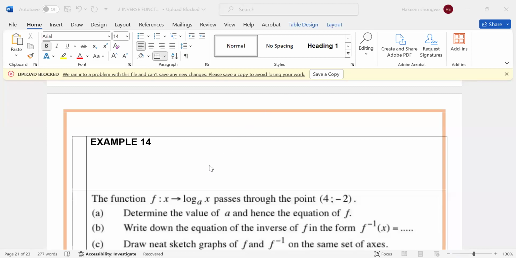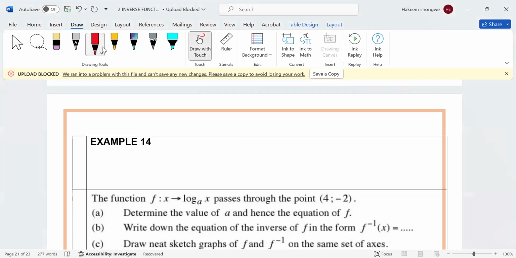Okay, we are given f of x, which is given as the log base a of x. They say this function passes through the point (4, -2). So what are we going to do for number A?